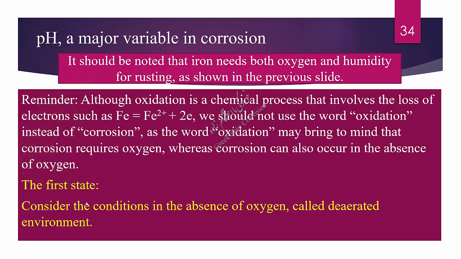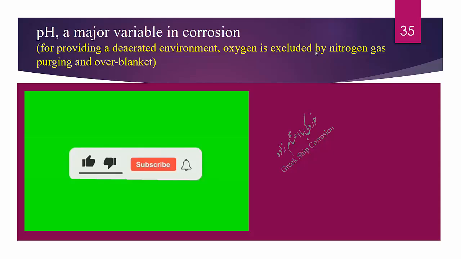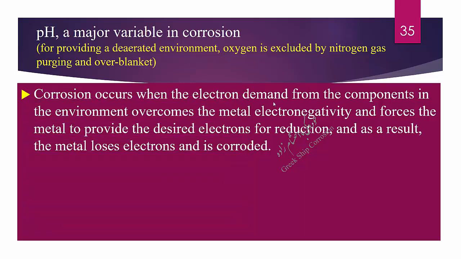The first state, consider the conditions in the absence of oxygen, called deaerated environment. For providing a deaerated environment, oxygen is excluded by nitrogen gas purging and overblanket. Corrosion occurs when the electron demand from the components in the environment overcomes the metal electronegativity and forces the metal to provide the desired electrons for reduction, and as a result the metal loses electrons and is corroded.